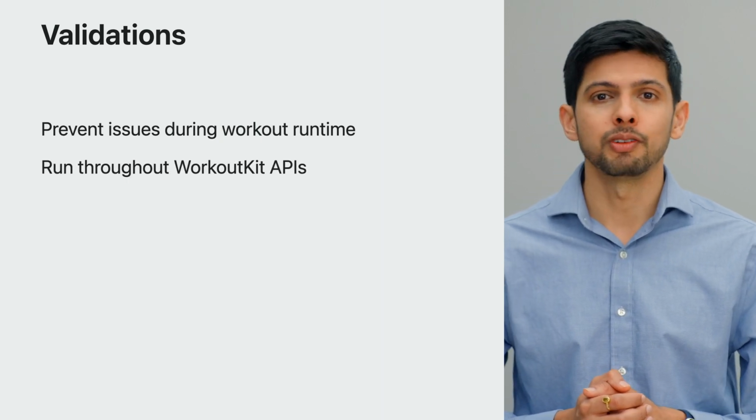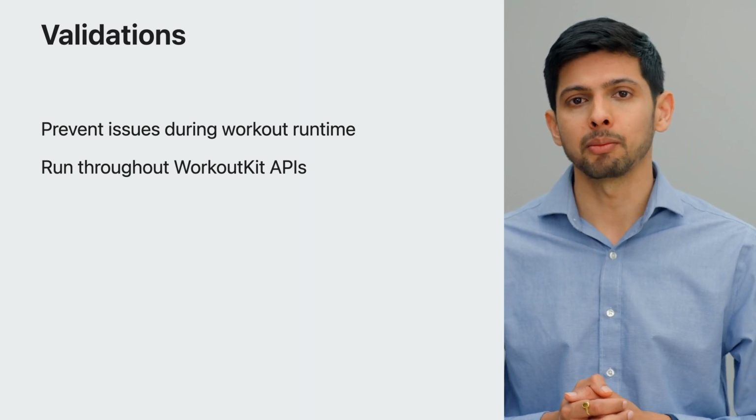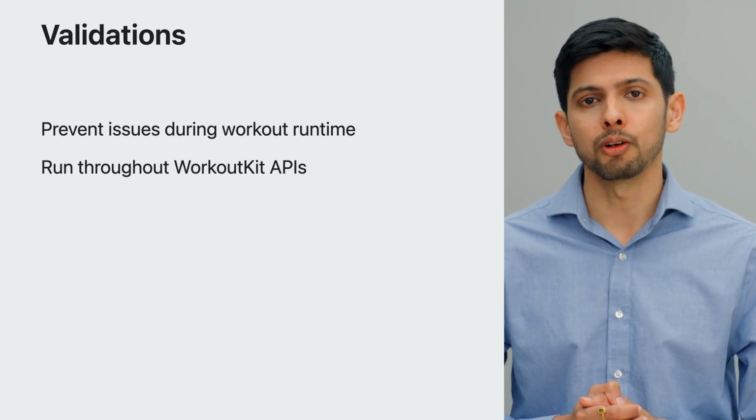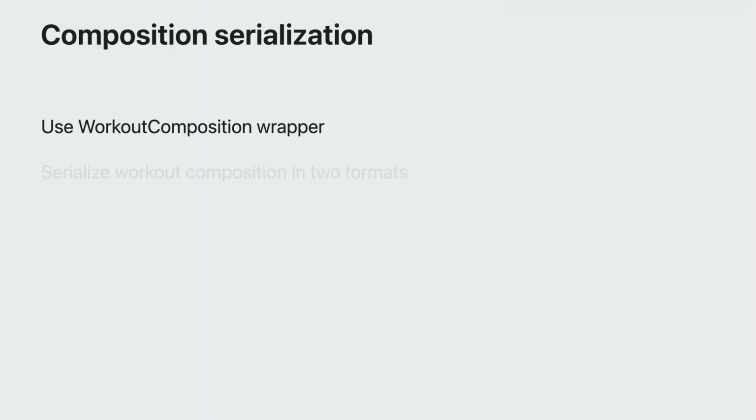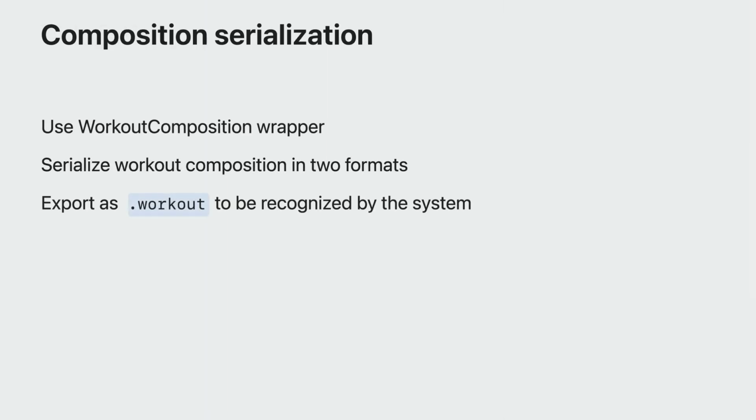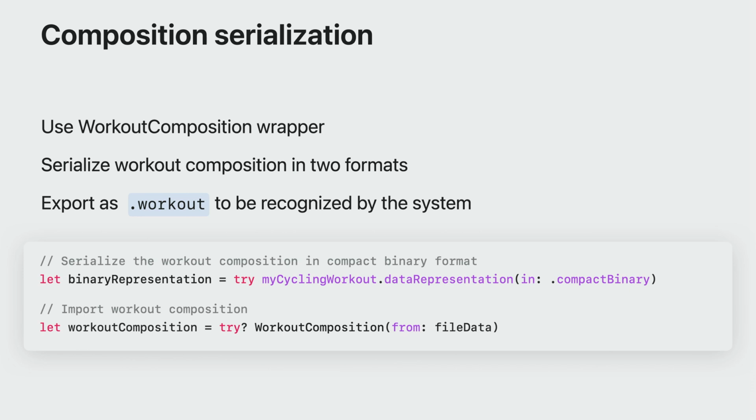To help with this, we have a series of validations that are performed when certain properties are set, for example, workout activity type, or when running through certain API. We have also created a workout composition wrapper to perform additional operations. For example, we have also created APIs to import and export workout composition to a file which can be shared across devices. Use data representation to export in JSON or binary. We recommend exporting your compositions in binary format for its much smaller size.